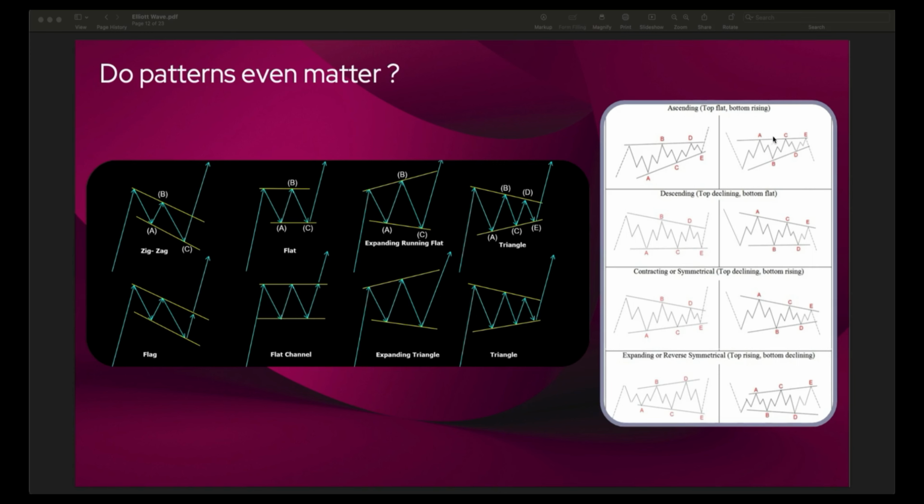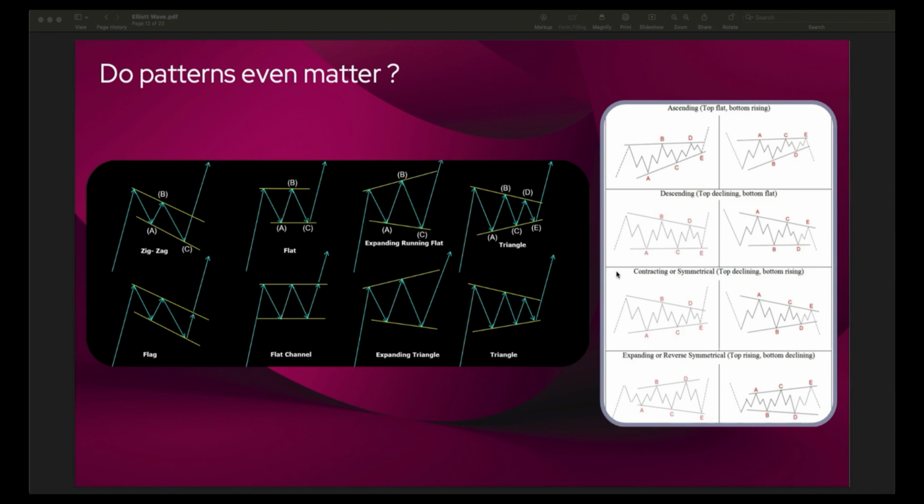Same thing here. You have A, B, C, D, E, A, B, C, D, E, A, B, C, D, E. They're all doing some kind of wedge, some special little shape here and there. It does not matter. You're still going to enter for a sell. The only thing that changes is whether you're in a bullish or bearish corrective wave or bullish or bearish trend. That is it. That's all you need to know.